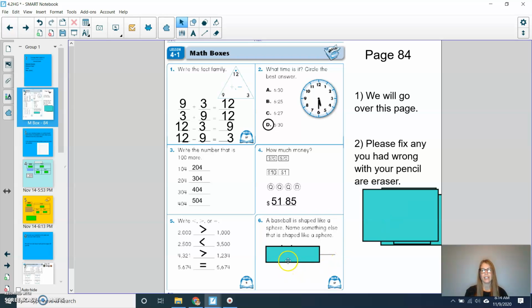For question 6, a baseball is shaped like a sphere. Name something else that is shaped like a sphere. The object that I chose was a globe. There's lots of possible answers for this one. Just make sure that the object you picked is a similar shape to a baseball or a globe. So double check to make sure you have your page correct, and again, fix any mistakes with your pencil and eraser.